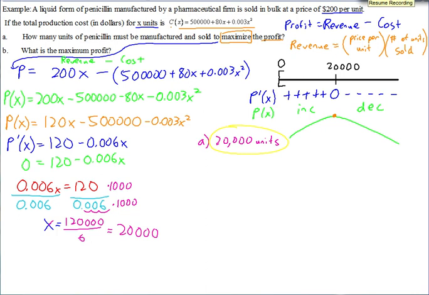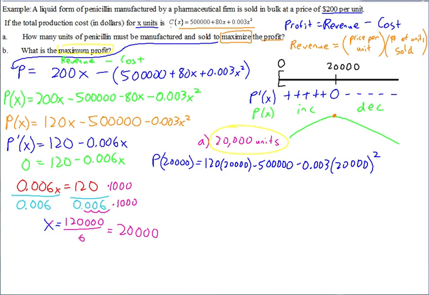And then for part B, it says what is the maximum profit? So now we have to plug that back into the original equation. So that was P of 20,000. Well, that would be 200 times 20,000. Sorry, not 200, 120. Let's look at the simplified form right here. 120 times 20,000 minus 500,000 minus 0.003 times 20,000 squared.